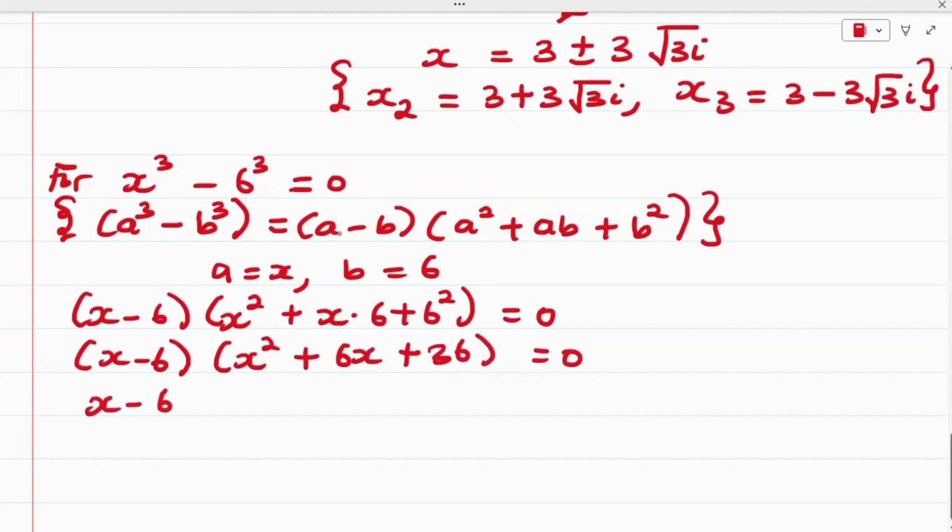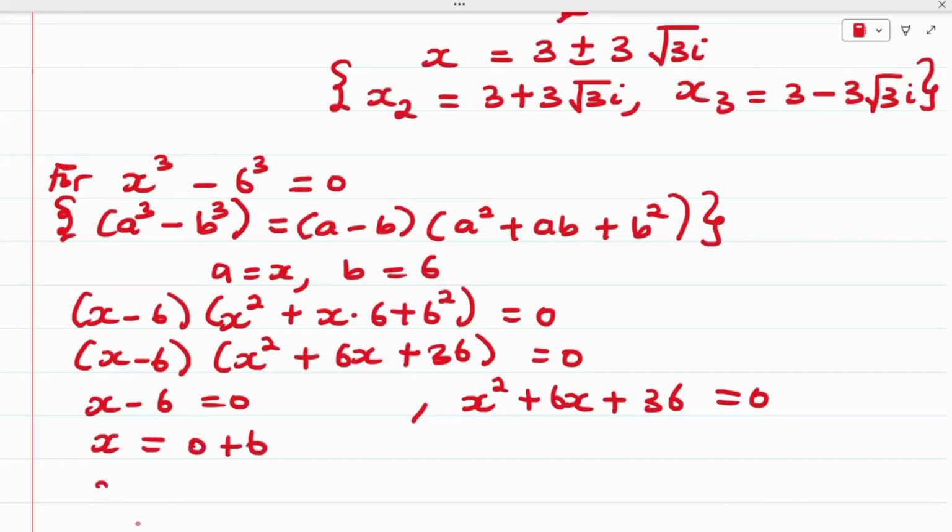So we have x minus 6 equals to 0, and we have x square plus 6x plus 36 equals to 0. So from here we have that x is equal to 0 plus 6. So x is equal to 6. So we have x4 right here to be equal to 6. So we are done solving this part right here.